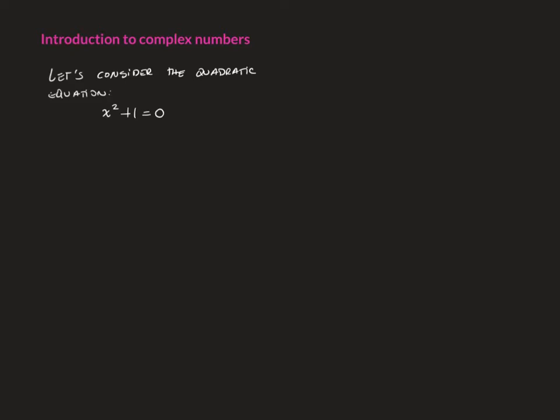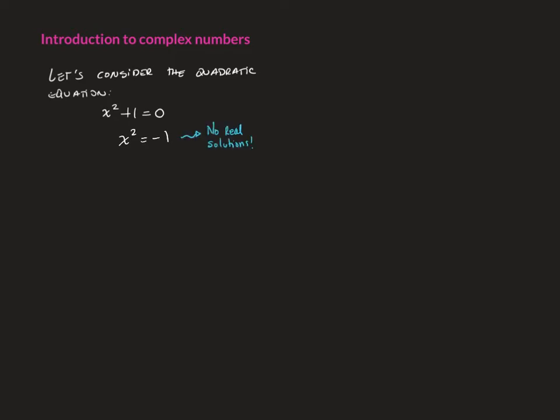Let's start by considering the quadratic equation x squared plus 1. Now, we know that if we wanted to solve this equation for x, we need to move the 1 to the right-hand side, and we get x squared is equal to minus 1. And here we will find the first issue, and that is that there is no real number such that when you square it, you get a negative number. Negative numbers, when they are squared, become positive, and positive numbers, when you square them, remain positive. So there is no real solution for this equation.